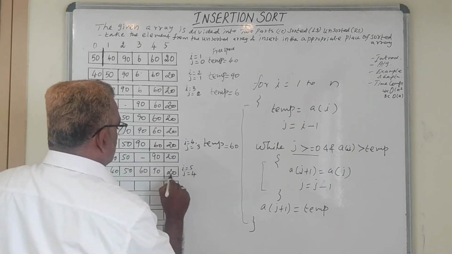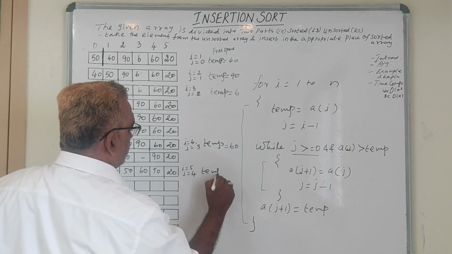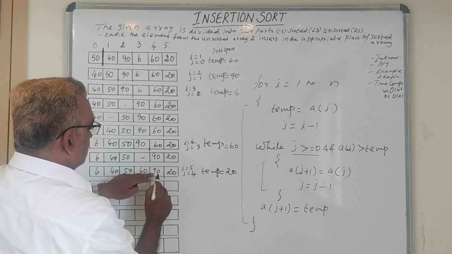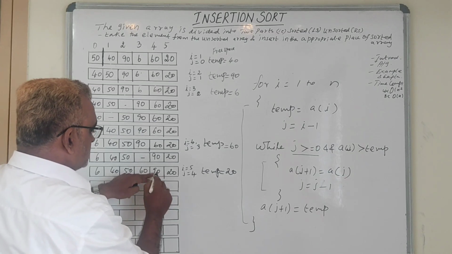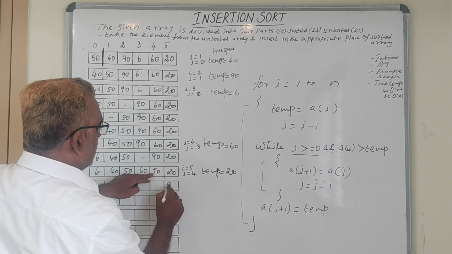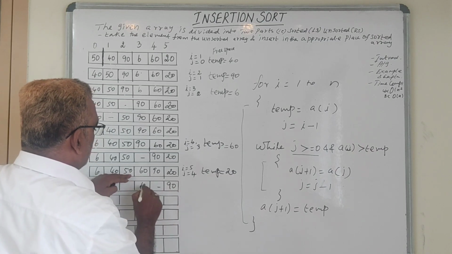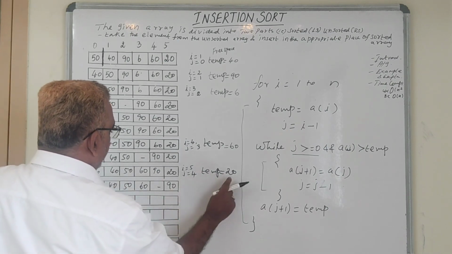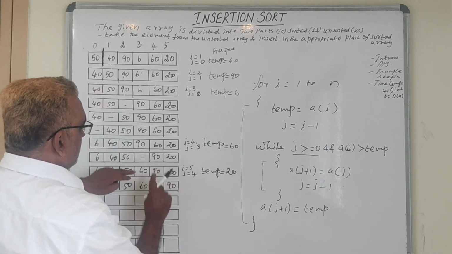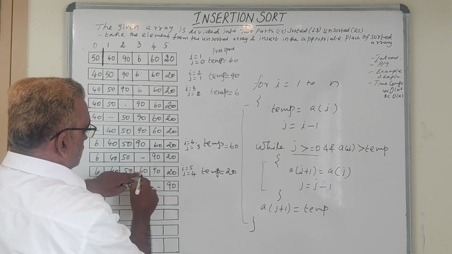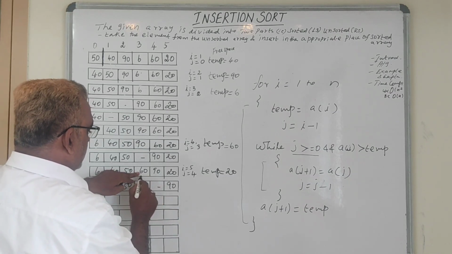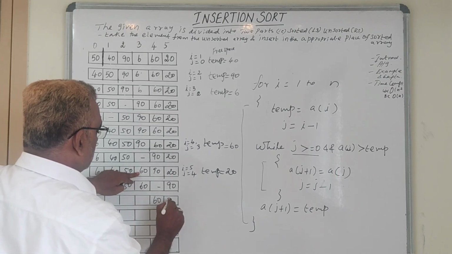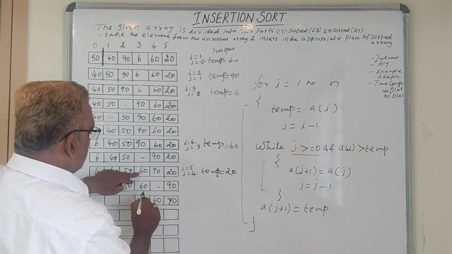Now store this value in the temporary variable, that is 20. Now take the 20 and compare it with 90. 90 is greater than 20, yes. So automatically what will happen? 90 will be stored here. This position we don't know. So this is 50, 40 and this is 6. Now take 20 and compare it with the next element, that is 60. Here also 60 is greater than 20, yes, so 60 will be shifted to this position.